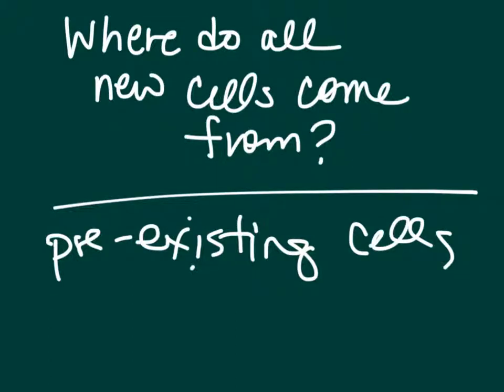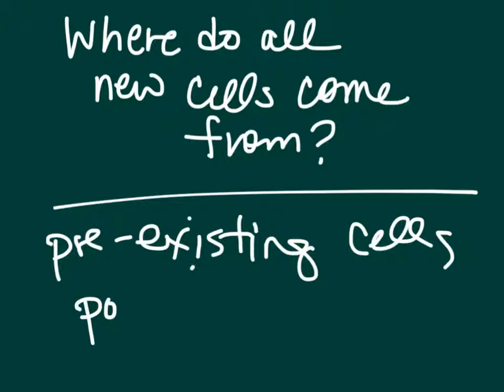And what that means is if all cells come from pre-existing cells, there must be some method by which cells can divide. Now, there are two methods of doing this. One is used by prokaryotic cells, and one method is used by eukaryotic cells.